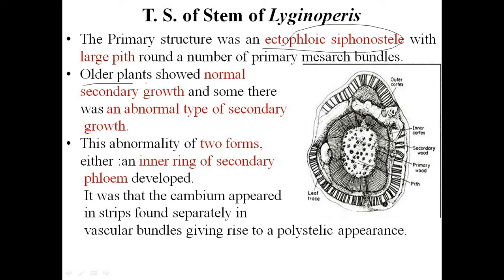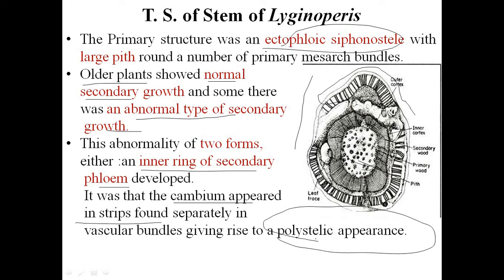But an older plant shows normal secondary growth, and sometimes it shows an abnormal type of secondary growth. Here in this TS you can observe that the outer layer is not uniform, it is somewhat wavy. You can observe this type of abnormal secondary growth, and this abnormality is in two forms: an inner ring of secondary phloem developed, as well as cambium appearing in strips found separately in the vascular bundle, and that gives rise to a polystelic appearance.